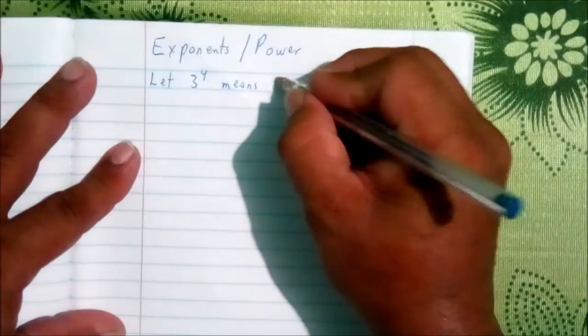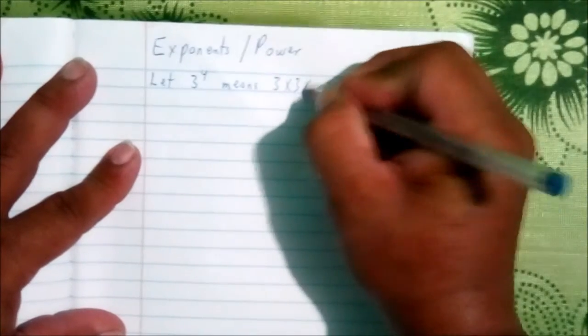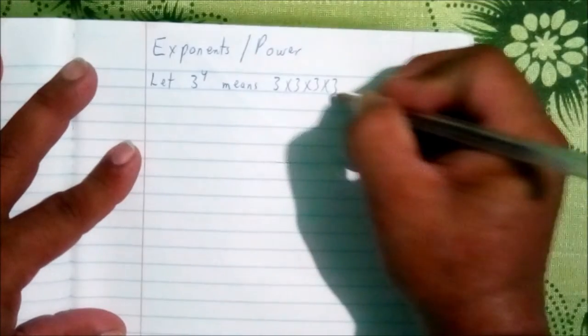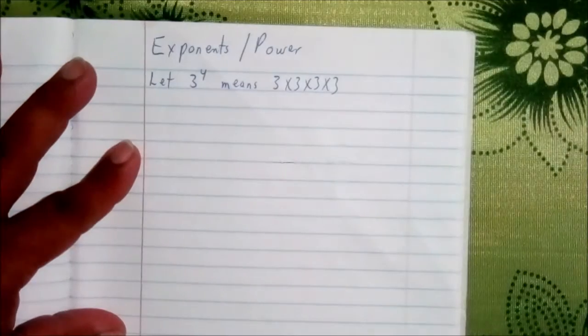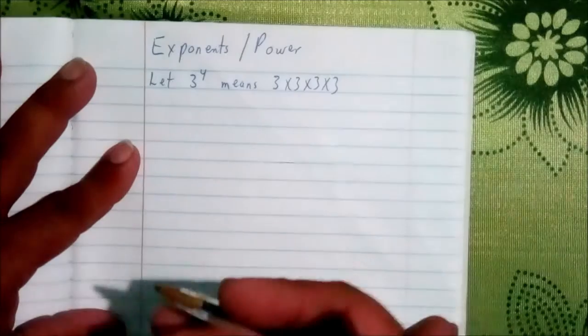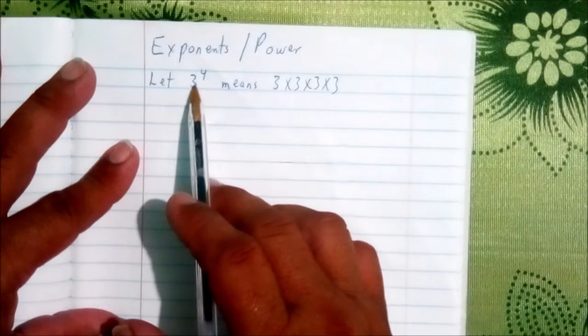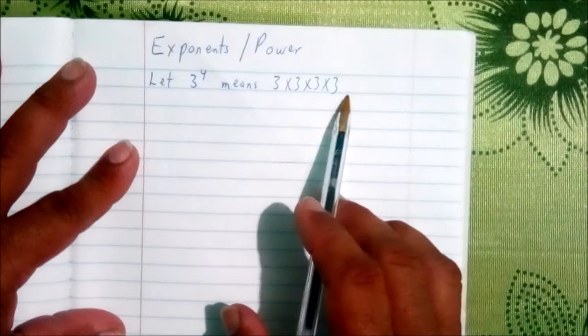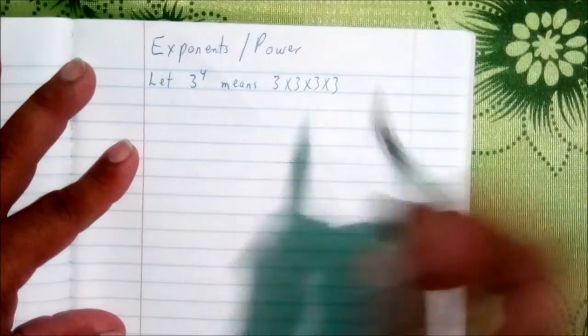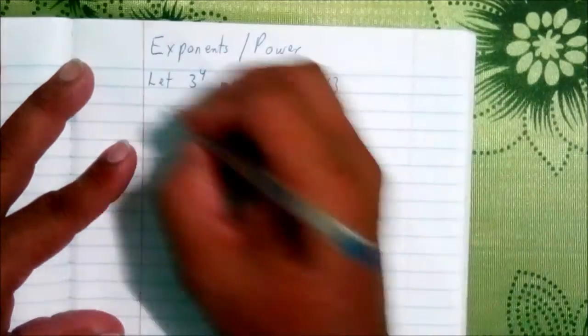This means 3 times 3 times 3 times 3, right? That's what it means if you are to expand it out. This 4 is telling me that this 3 is going to be multiplied by itself 4 times, right? Now, let me write this as a note.